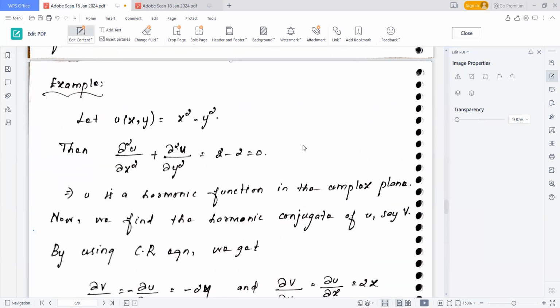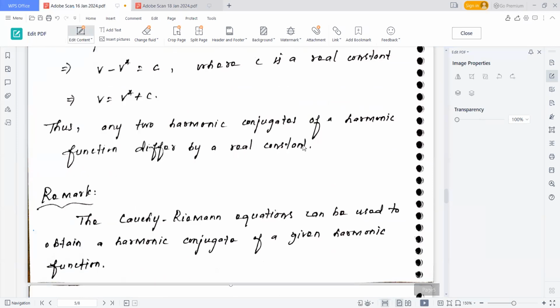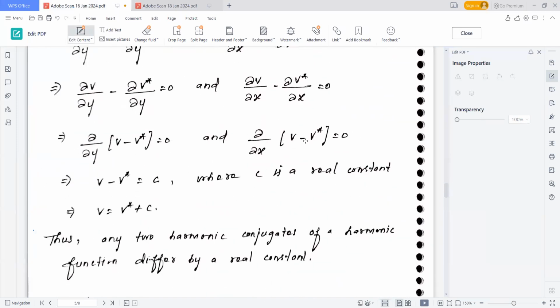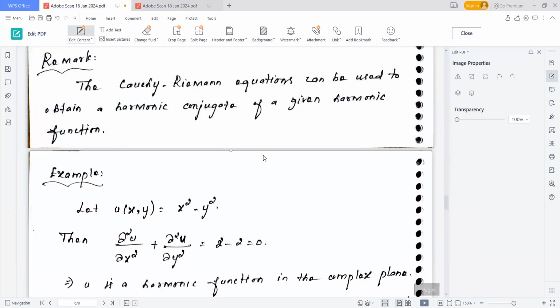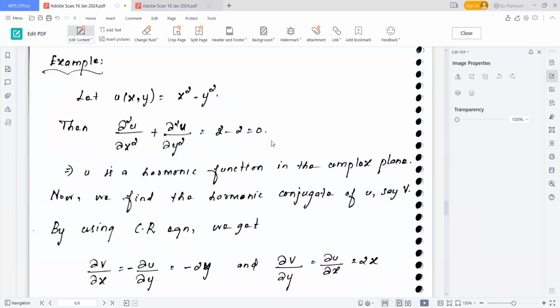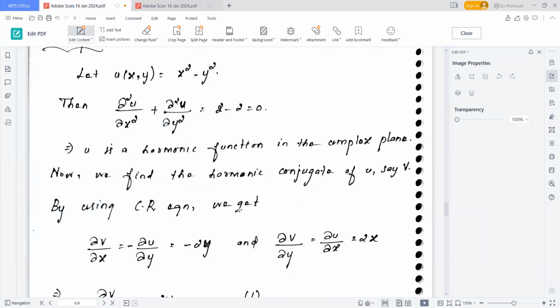Okay, if you see the example, you may remember this one. They have given the real part of an analytic function. First we check whether this function is harmonic. Yes, it is a harmonic function.